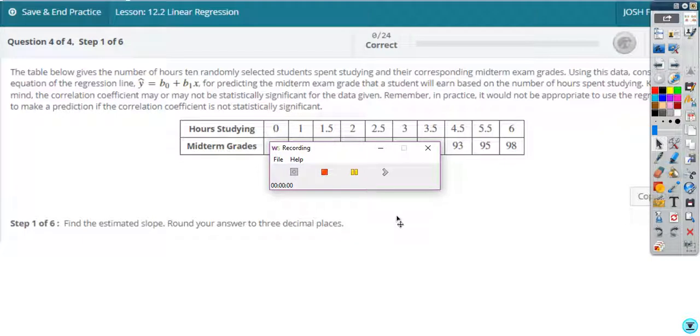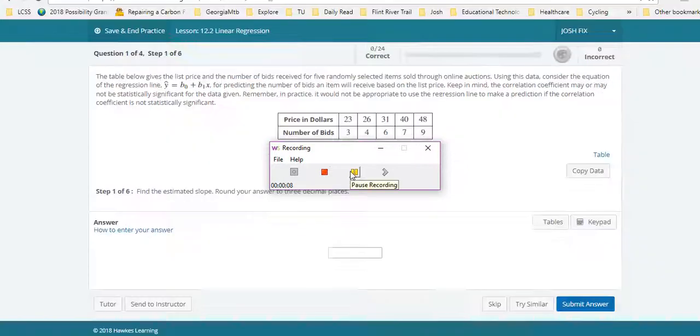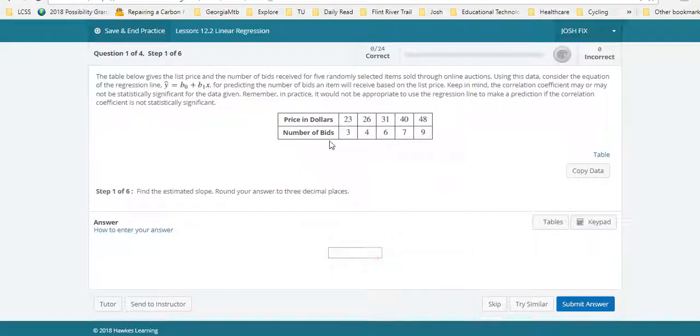Alright, so let's take a look. This is 12.2 in Hawk's Learning. Let me hit pause just for 1 second. Okay, so in section 12.2 there's only 4 questions. This is the 4th one, and it always comes in the same order.